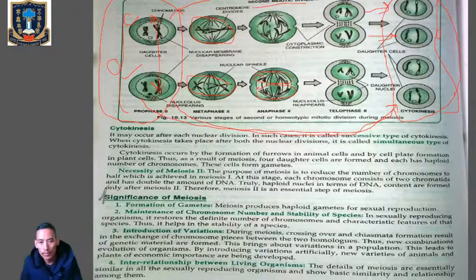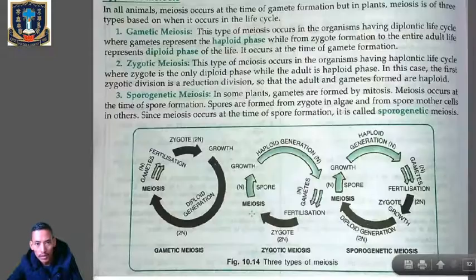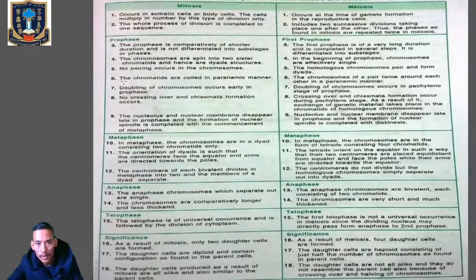Number 4, it helps in the interrelationship between living organisms. The details of meiosis are essentially similar in all sexually reproducing organisms, and they show basic similarity and relationship among them. So this is the significance of meiosis. Now go to table 10.3, where we see the difference between mitosis and meiosis. You simply go through this table.